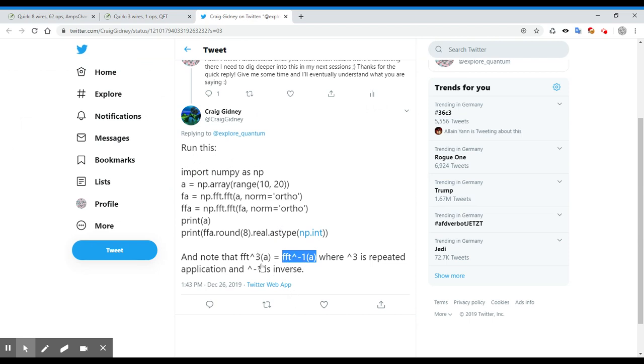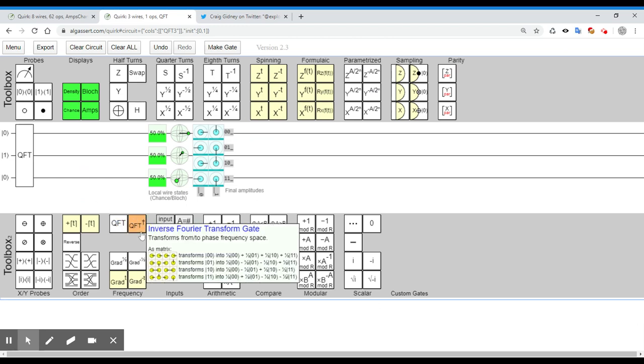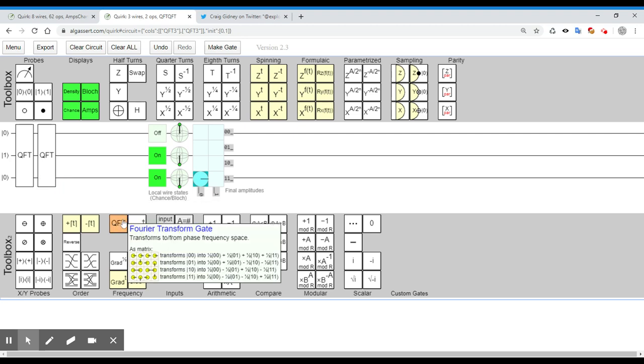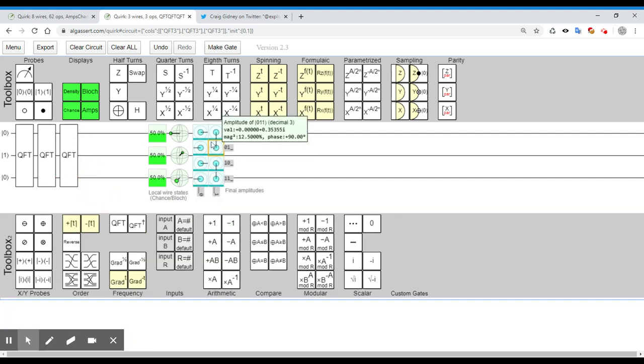If I apply it 3 times, it should be the same as applying the inverse. But okay, then I should be applying this one. It doesn't matter, because what matters is that one is the inverse of the other, so it should hold regardless of that. So if I apply it 3 times, I basically get that.